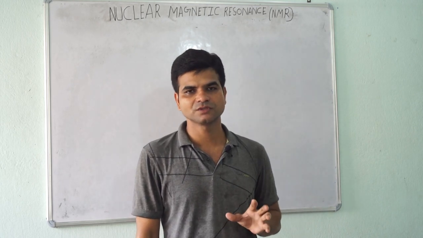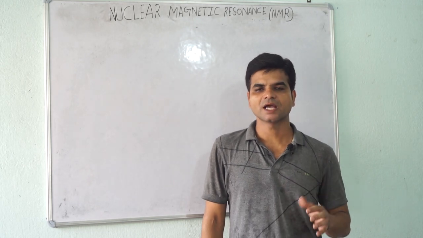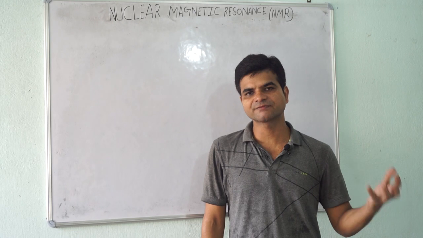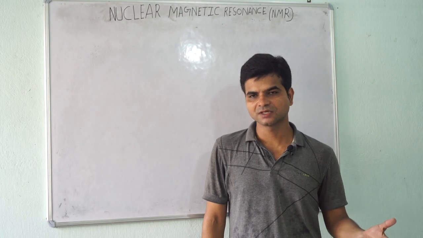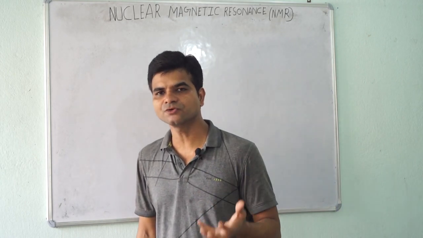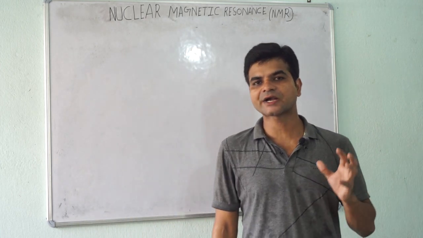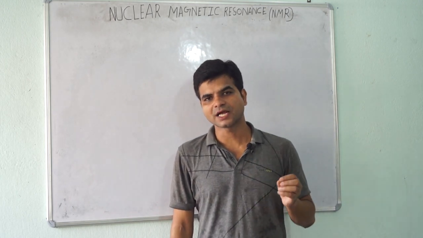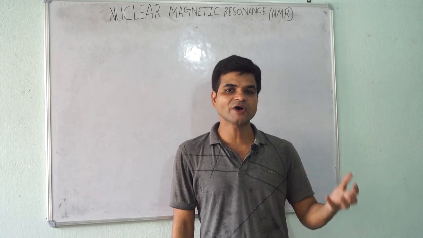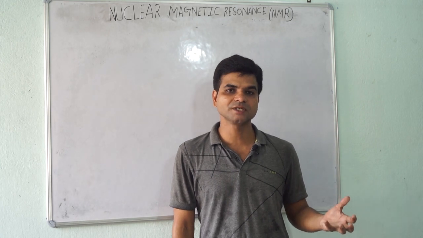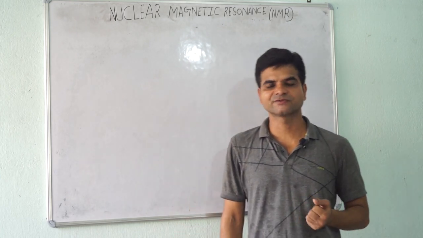Suppose we have a molecule and there are 10 hydrogen atoms in this molecule. If we apply an external magnetic field to this molecule, then a few hydrogen atoms will come into alpha spin and a few hydrogen atoms will come into beta spin. It was the first step.